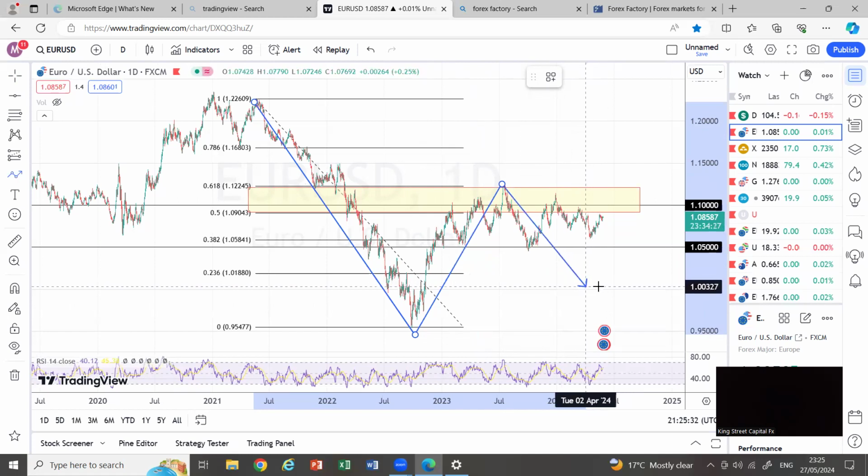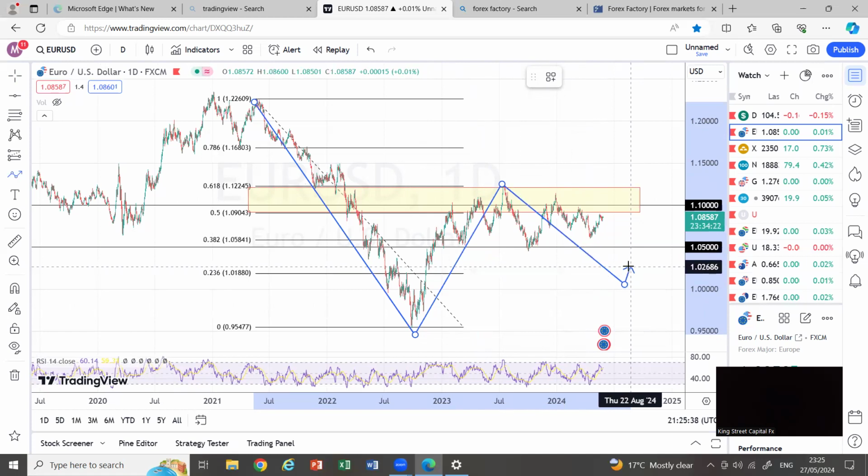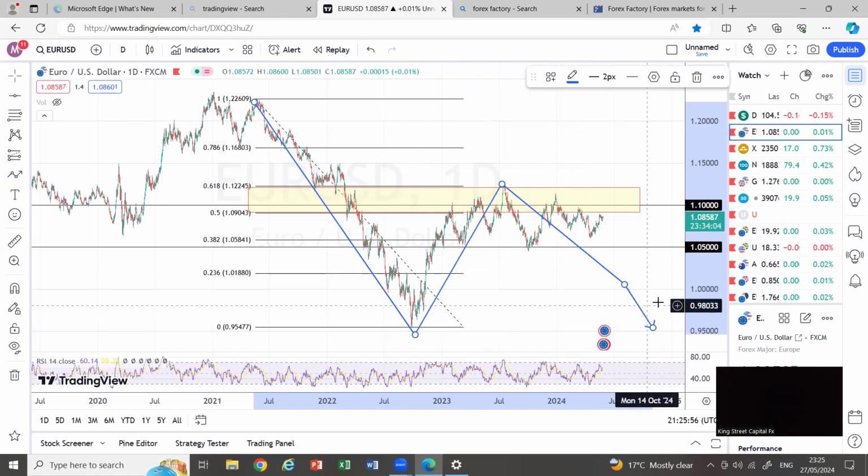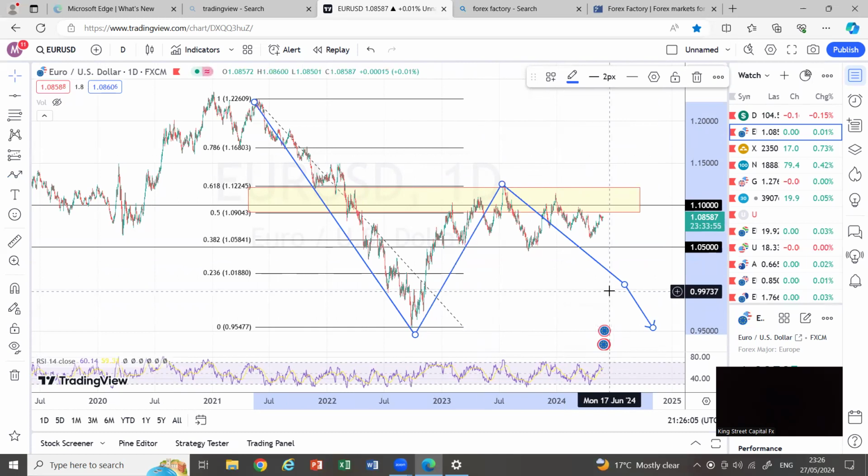So first level I would say to look for would be 1.00000 and looking down towards 0.95000. These might be the two levels should we continue towards the downside. I do have a stronger bias for bearish momentum, for more supply until at least these two levels. So that's what we would see.